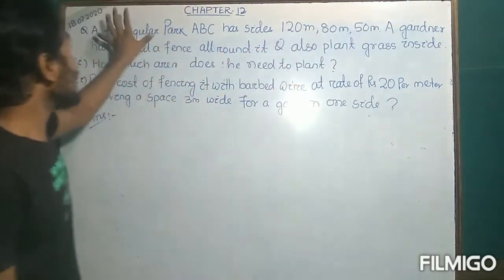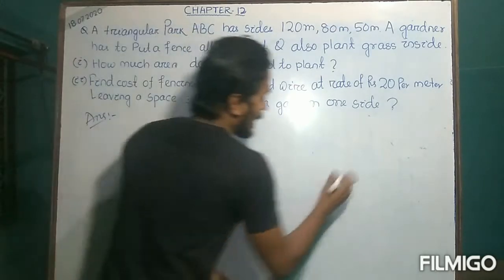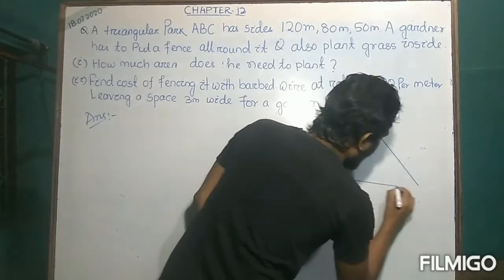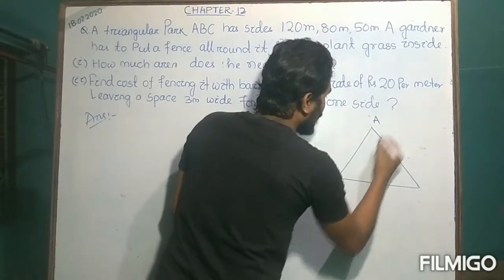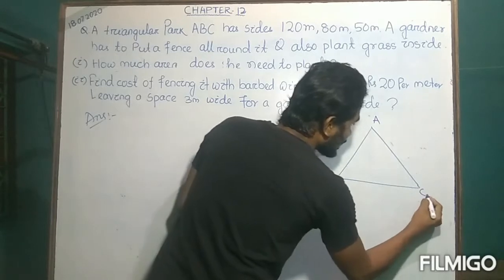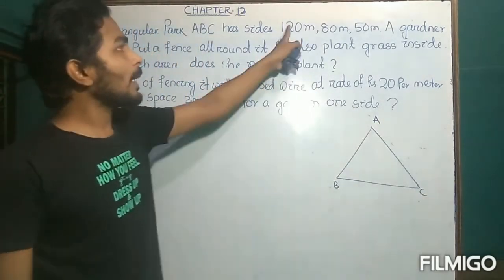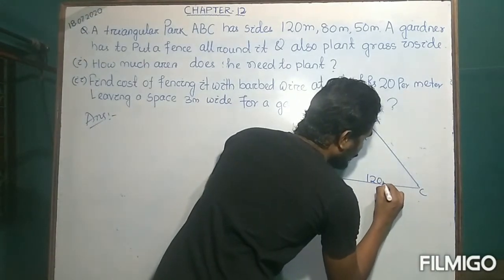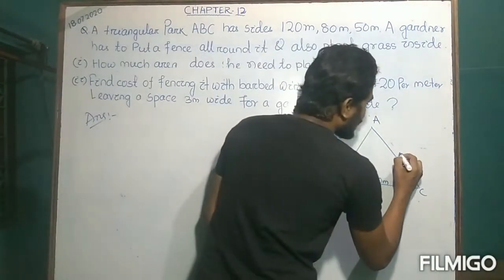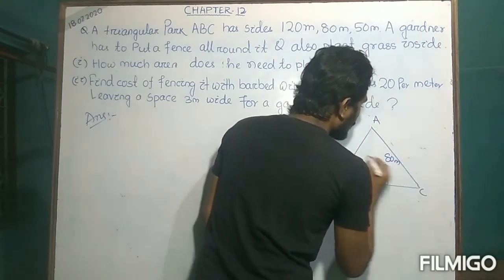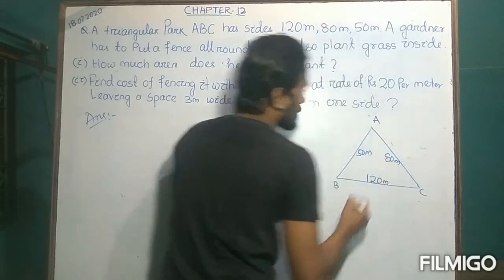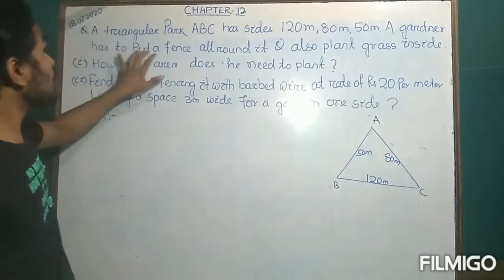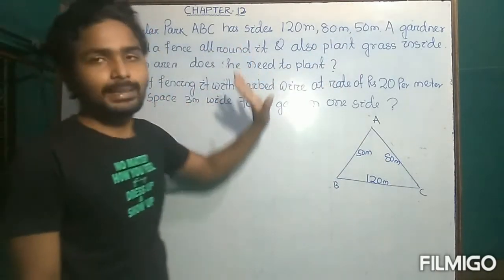It means there is a triangular park ABC. Suppose it is a triangular park named A, B and C, of sides 120, 80 and 50 meter. Suppose this side is 120 meter, this side is 80 meter and this side is 50 meter. Clear? Now, a gardener has to put a fence all around it.